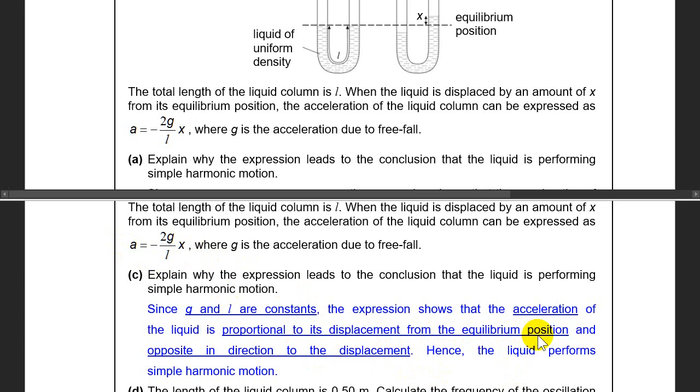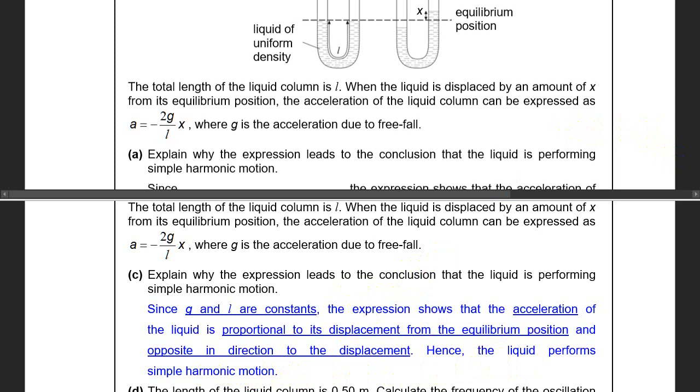The second thing you tell them is that there's a negative sign in the formula. So it tells us that the acceleration is opposite in direction to the displacement. So these two points are sufficient to say that the motion is simple harmonic motion. Okay, so that's part A.